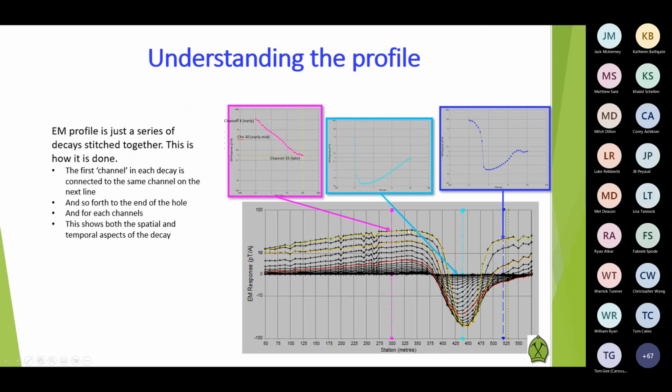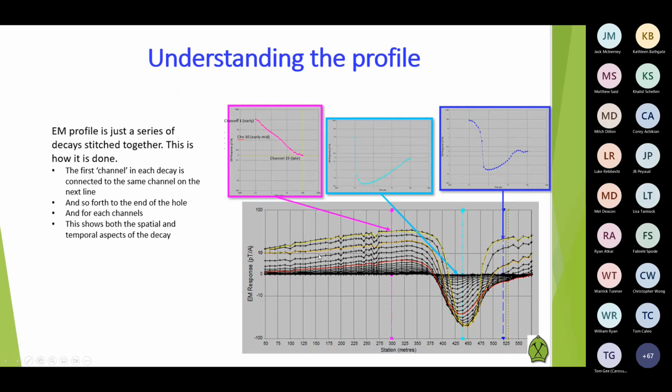We repeat that all the way down the hole. And that causes basically we'd have a map of channel 1, of the way that channel 1 varies down the hole or along the surface or beneath the airframe, whichever way you're doing it. And so this first line on the EM profile just reflects the instant after the transmitter turns off, all the way down the hole. The second line reflects slightly later after the transmitter has turned off and how that varies all the way down the hole.